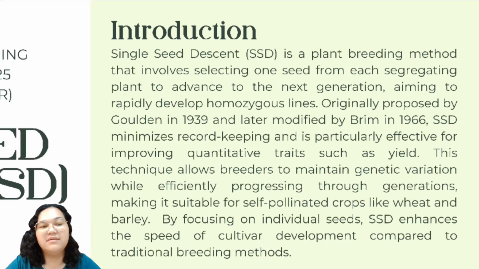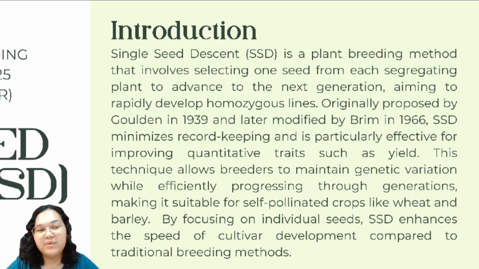Today I will talk about the single seed descent, SSD for short. SSD is a plant breeding method that involves selecting one seed from each segregating plant to advance to the next generation, aiming to rapidly develop homozygous lines. Originally proposed by Golden in 1939 and later modified by Brim in 1966, SSD minimizes record keeping and is particularly effective for improving quantitative traits such as yield.